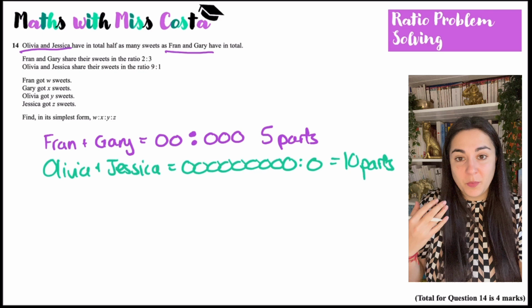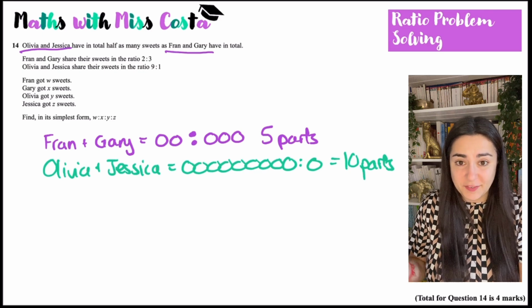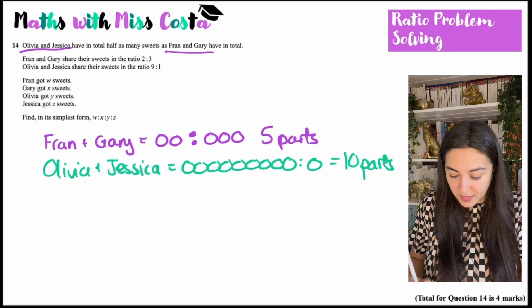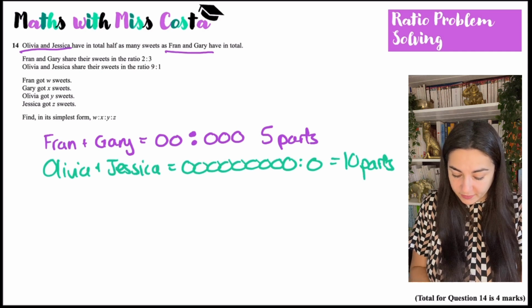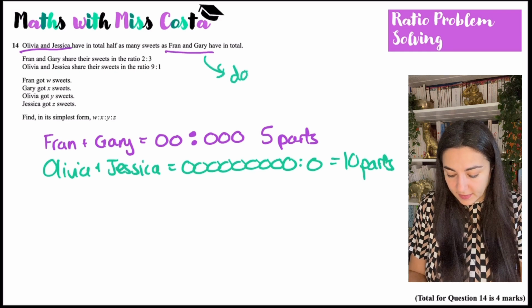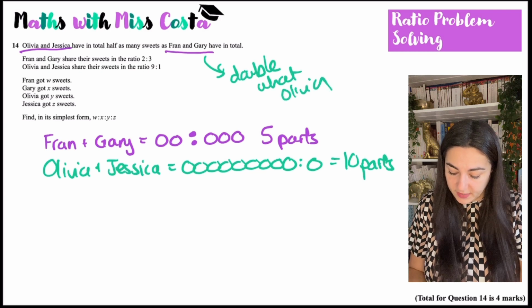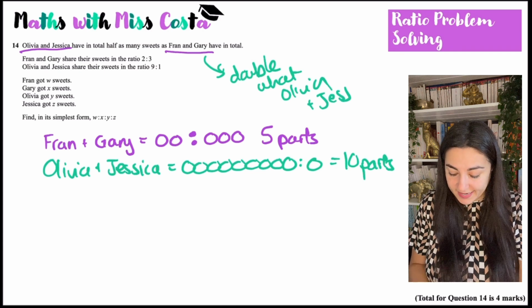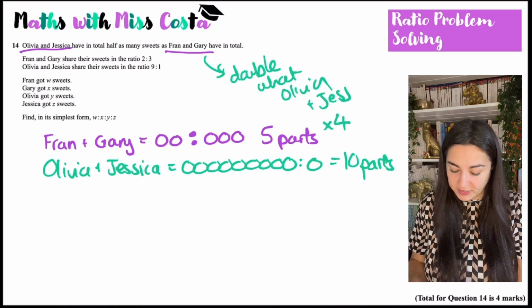Now, that's the minimum ratio that it can be. So we don't know exactly how many sweets Olivia and Jessica have, but we know that they need to at least have 10 because they're sharing it in the ratio of 9 to 1. So the minimum parts that we can have are 10. And we know that Fran and Gary have double what Olivia and Jessica have. So if Olivia and Jessica have 10 parts, that must mean that Fran and Gary also need to have a minimum of 10 parts. So what we're going to need to do is multiply this ratio by 4.